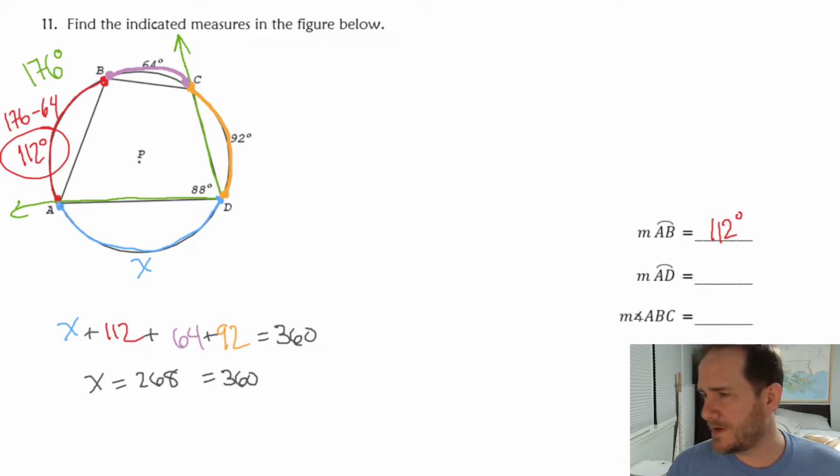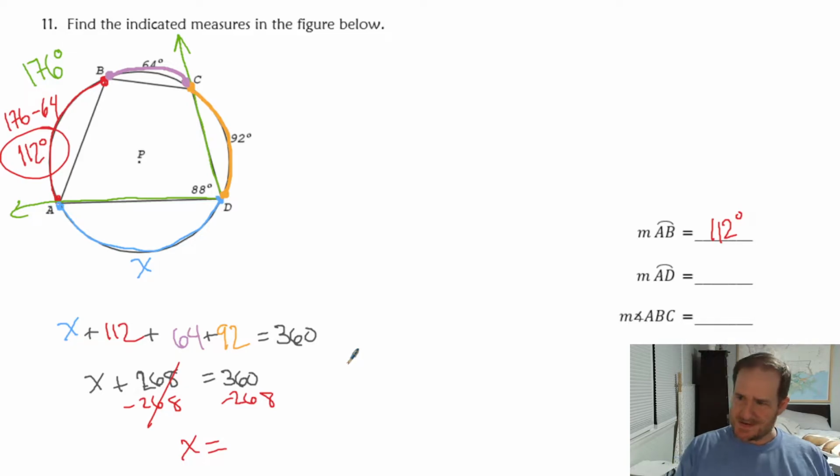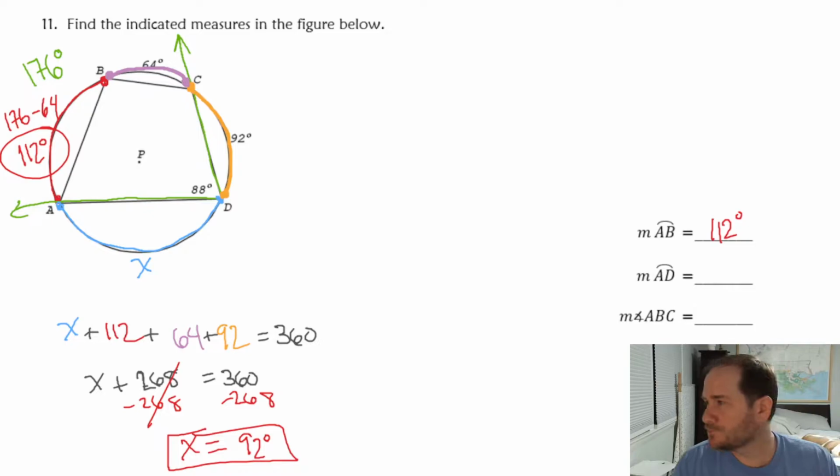Made a bit of a mistake there. Obviously I should be saying X plus 268. Now you're just going to subtract 268 from both sides. This will cancel and you'll get X equals, I want to say, 92? So there, we found a second arc. 92. And all this maybe wants to be blue.